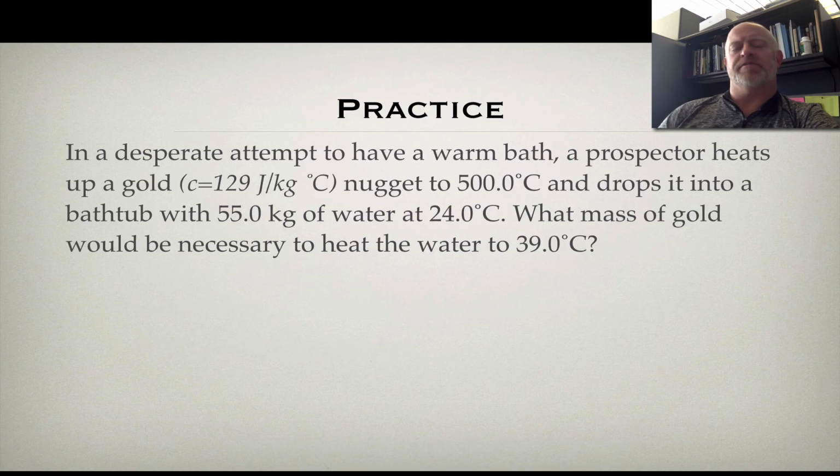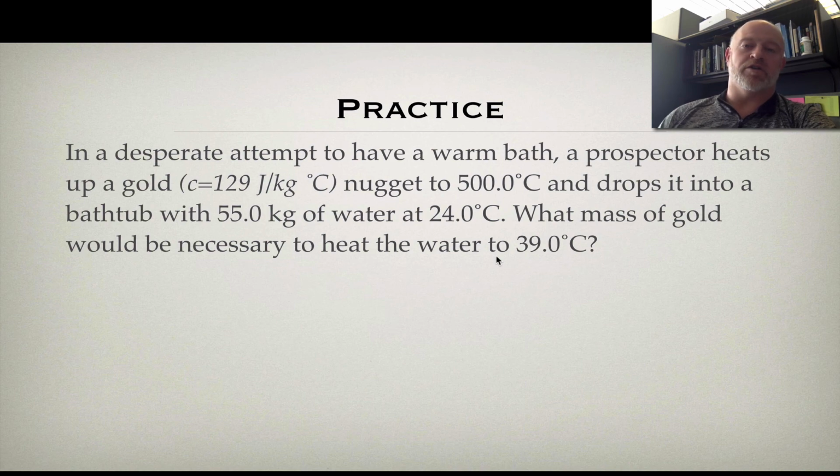Now, here's a practice problem for us to do in terms of calorimetry. In a desperate attempt to warm a bath, a prospector heats up a gold nugget to 500 degrees Celsius and drops it into a bathtub with 55 kilograms of water at 24 degrees Celsius. What would that mass of gold need to be to heat the water? Set up your mcΔT equal to each other. Don't forget your negative, and let's solve it. Once you're done solving it, hit play again on the video. So pause it now, and then we'll show you the answer.